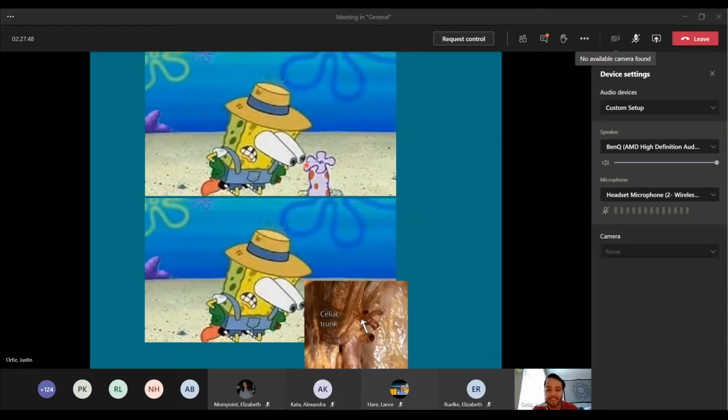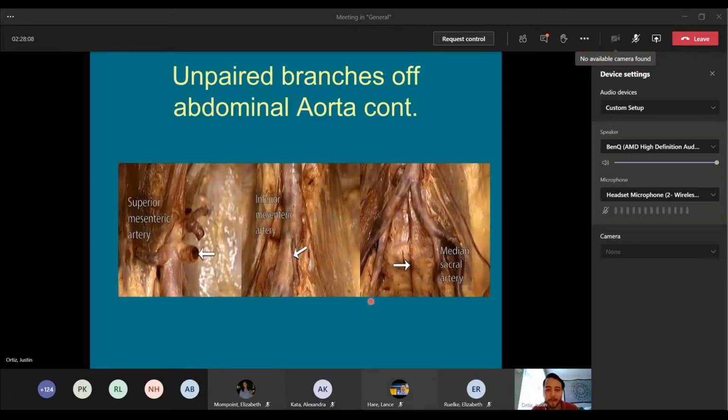So I found it, and then that's what it looks like. But obviously that's only what the celiac trunk looks like when you cut its branches off, right? So they cut the branches of the celiac trunk, and it just looks like the top of this plant for me. So I just put it there. I mean, hopefully that'll help you remember that. So that's going to be the celiac trunk, and then unpaired branches off the abdominal aorta.